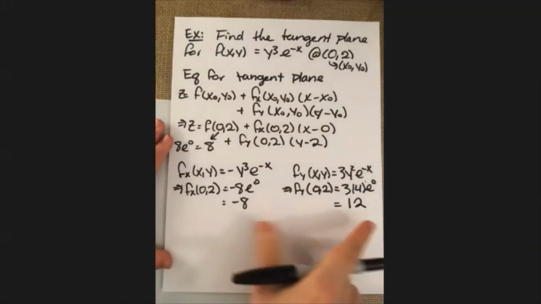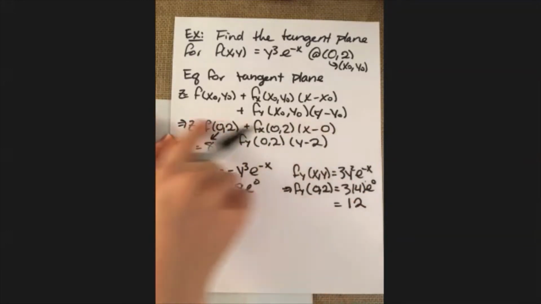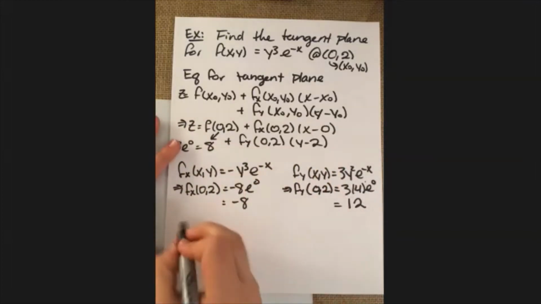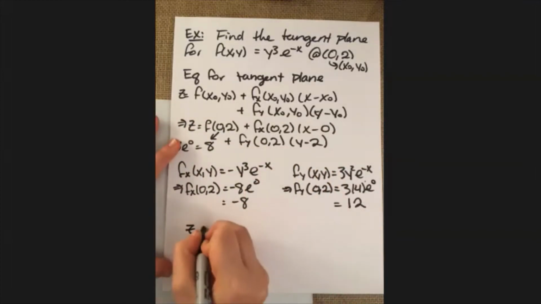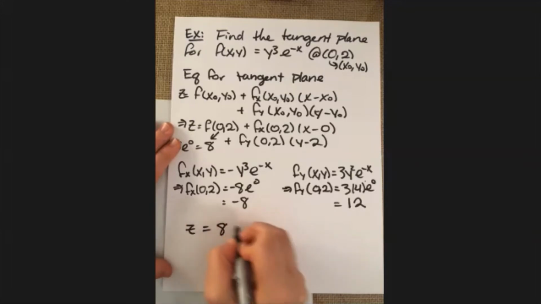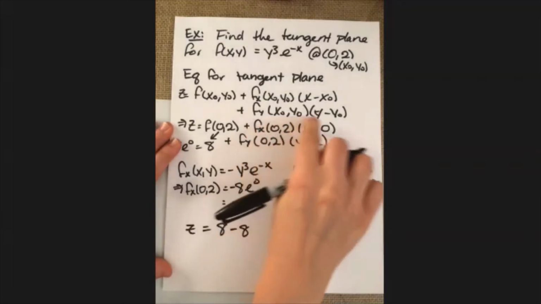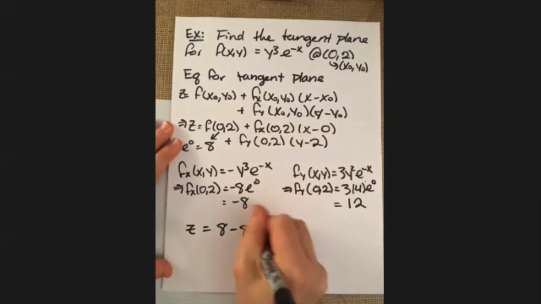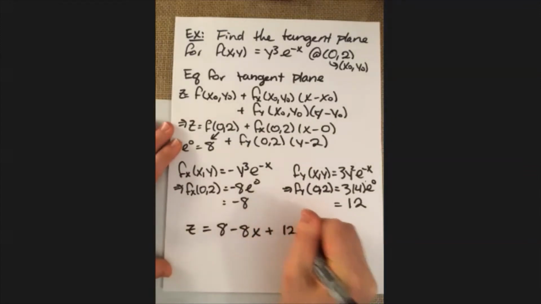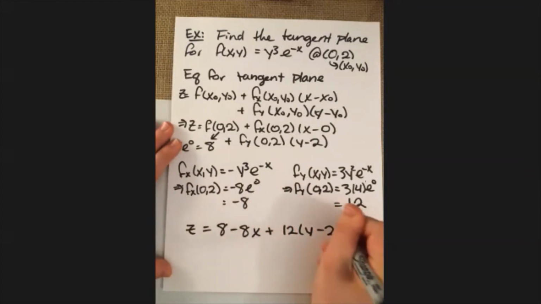And now I'm ready to take these values and plug them back up into this equation here, and that will give us z is equal to 8 minus 8, and then this simplifies, there it is, down to x, and then plus 12 times y minus 2.